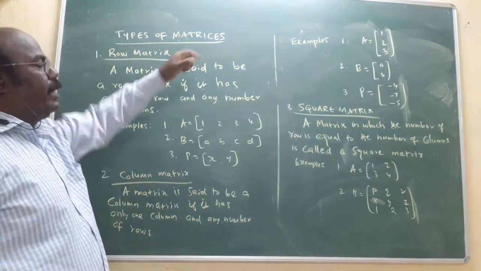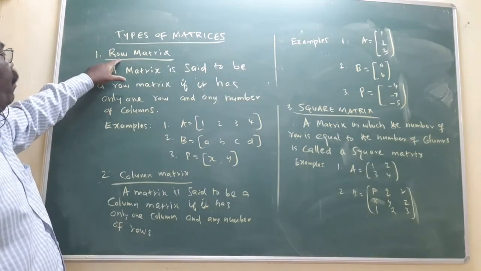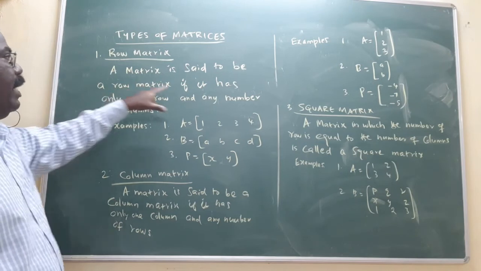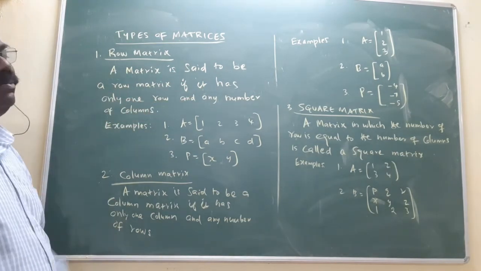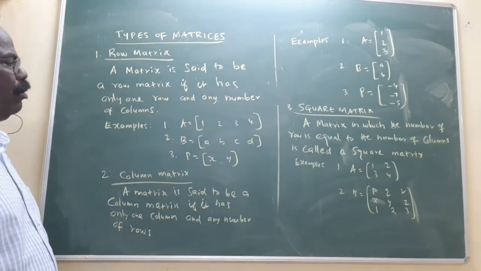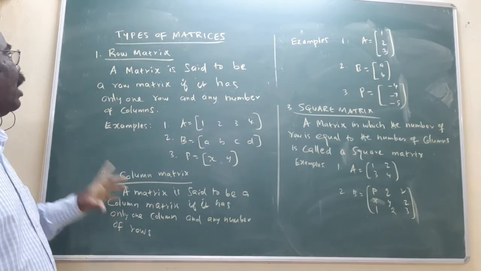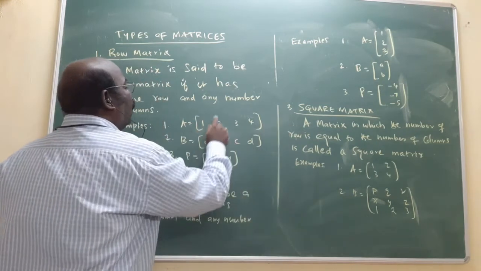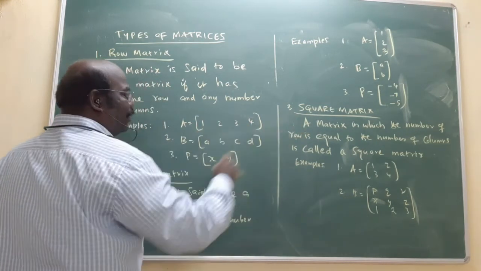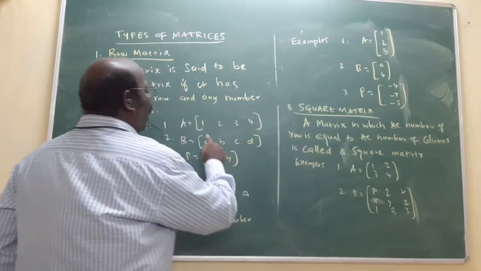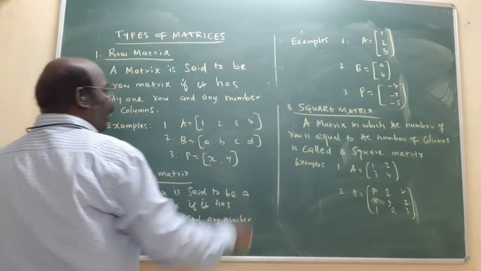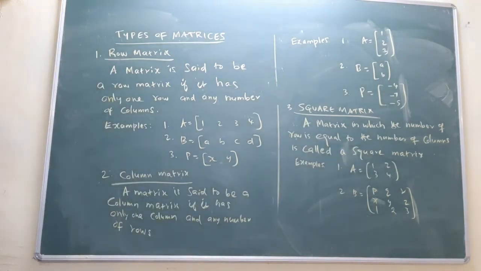Now, types of matrices. First one is the row matrix. A matrix is said to be a row matrix if it has only 1 row and any number of columns. Only 1 row is called a row matrix. That means it's only 1 row. Columns, how many columns? 1, 2, 3, 4, that is not a matter. Here also, only 1 row. Anyway, a matrix having only 1 row is called a row matrix.